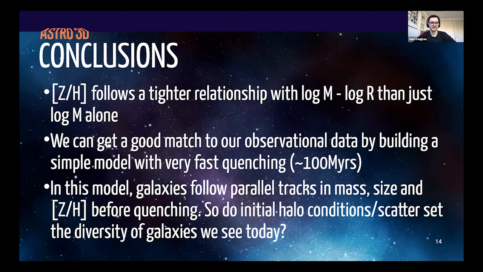And then this last point is more just a question, something I was thinking about the other day. In this model, galaxies all follow parallel tracks in mass, size and metallicity because they all move along these relations. That means the scatter and the differences we see today are basically all from their initial halo conditions, or the initial properties I give them, which I'm tenuously linking to their halo properties in the real universe. So is it really just these initial conditions which set the diversity of galaxies we see today? We can have a chat about that. So yeah, thanks very much.